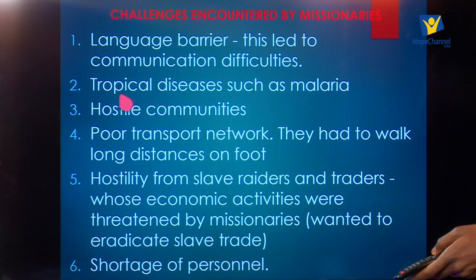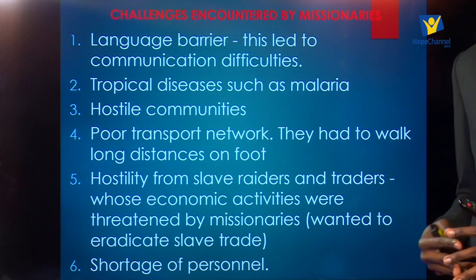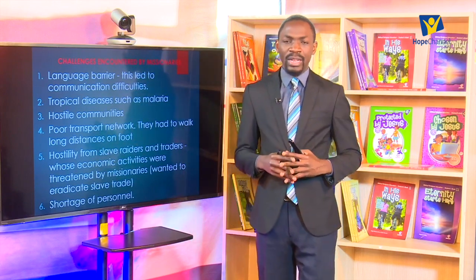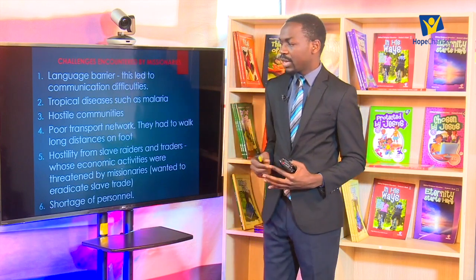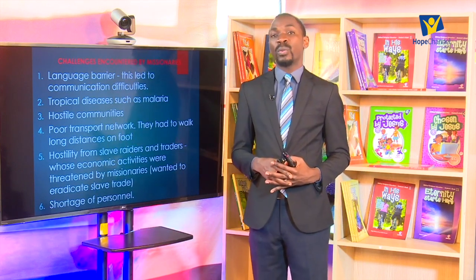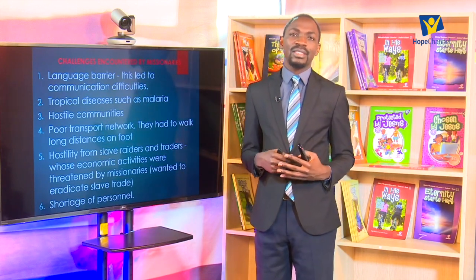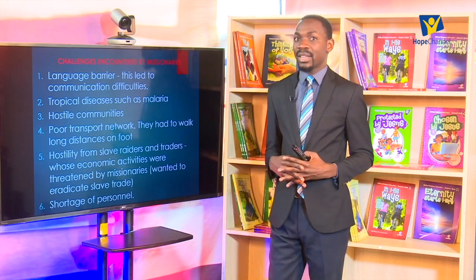Challenge number two was the issue of tropical diseases such as malaria. East Africa lies along the tropics, which means there are some diseases found only within the tropics because of the kind of vectors found in such an area. Because of that, we had a lot of mosquitoes which bit the missionaries, and those mosquitoes infected them with diseases such as malaria.